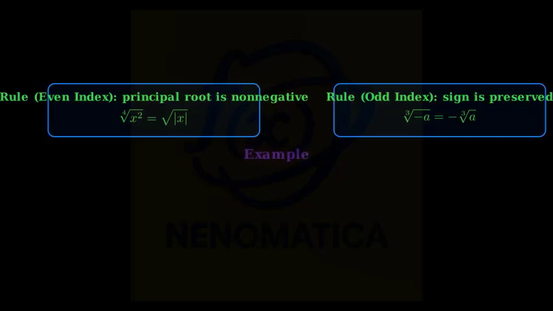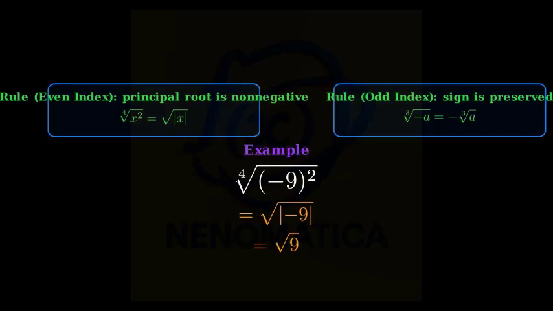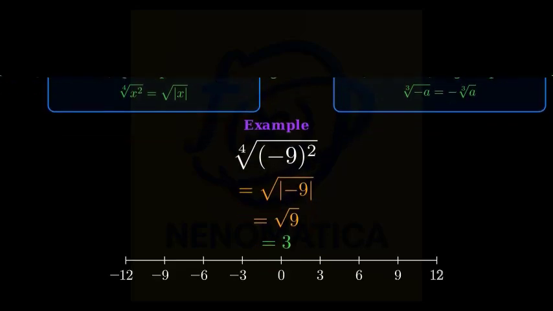Let's apply the rules with two quick worked examples. Example 1: evaluate the fourth root of (-9) squared. Because the index is even, use the even root rule. Fourth root of a square equals square root of the absolute value. That becomes square root of the absolute value of -9, which is square root of 9, and equals 3. Visually, squaring removes the sign, and the principal even root returns the non-negative answer. That's why the result is positive 3, not negative 3.